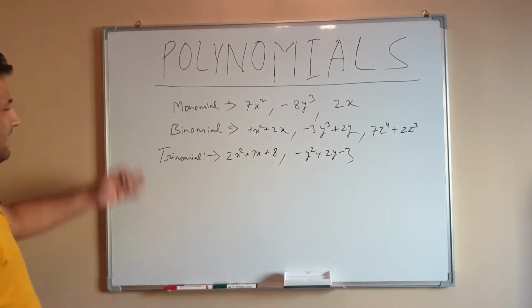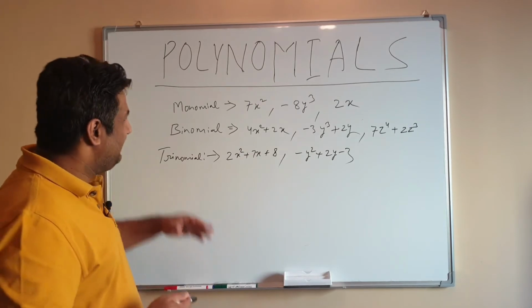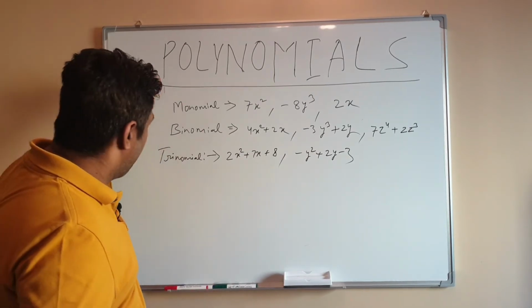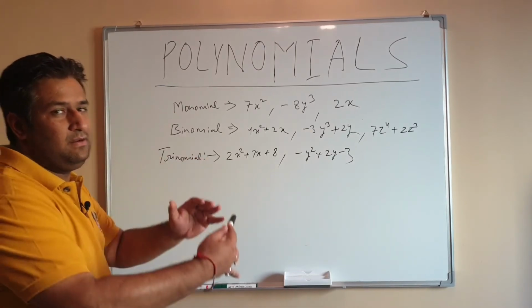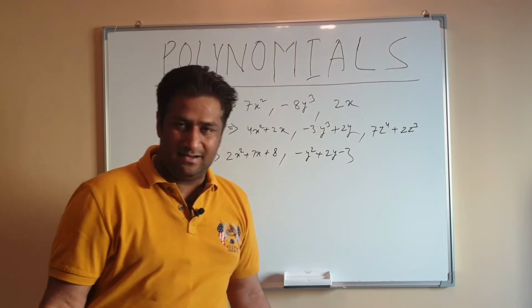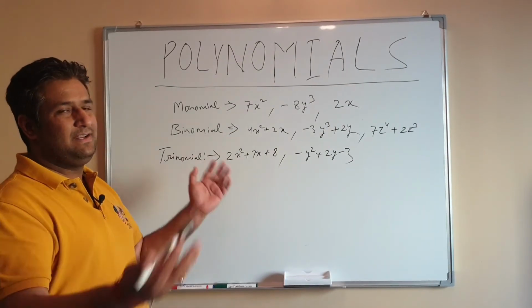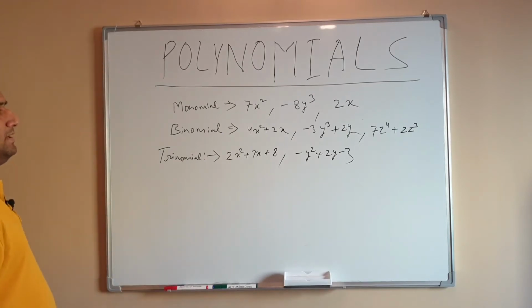So similarly you can have a quadnomial also, where you'll have four terms, and like that. Basically all these, monomial, binomial, trinomial, quadnomial, put together make a thing called a polynomial, right? So polynomial, basically everything comes under it. That's what you have to understand.